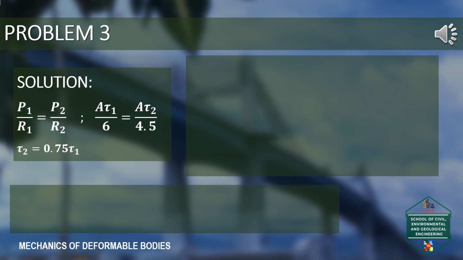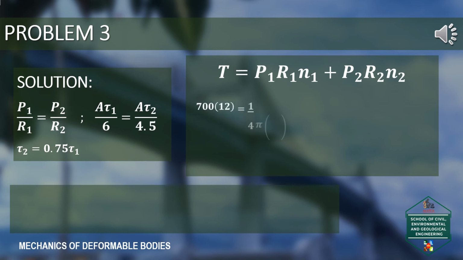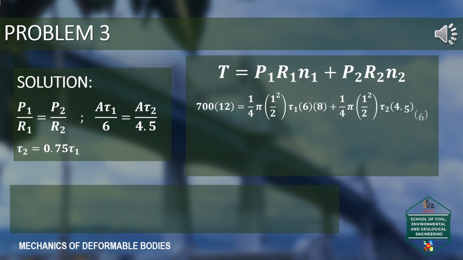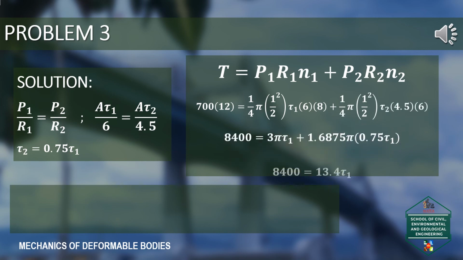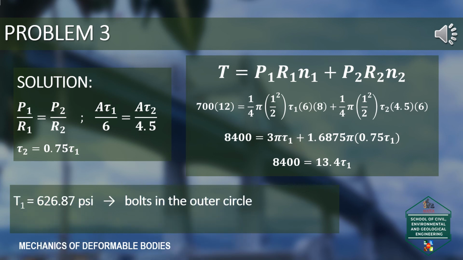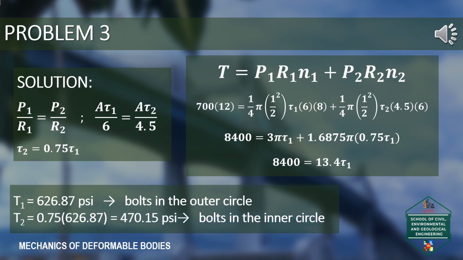After this, we can now use the formula P1 times R1 times N1 plus P2 times R2 times N2. This will give us the value for shear stress for both inner and outer circle bolts, then substitute the values and use the relationship obtained in step 1 of the solution. Inserting the values, we get 8,400 equals 13.4 tau sub 1. Lastly, after a series of calculations, we now obtain the shear stress in the bolts in the outer circle is 626.87 psi and shear stress in the bolts in the inner circle is 470.15 psi.